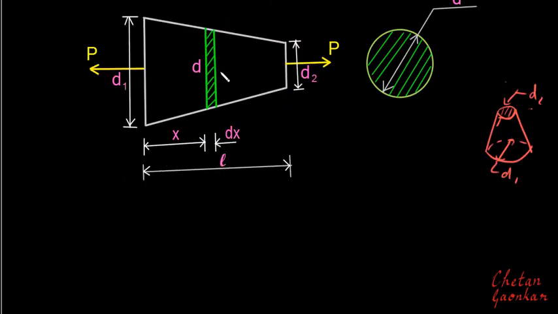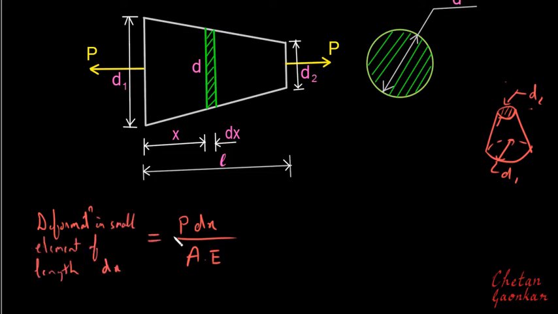So in this case again, the deformation in this small element of length dx will be equal to the applied force P multiplied by length dx, divided by the cross-sectional area A multiplied by the material property E. This will be the deformation in the small element of length dx, right?